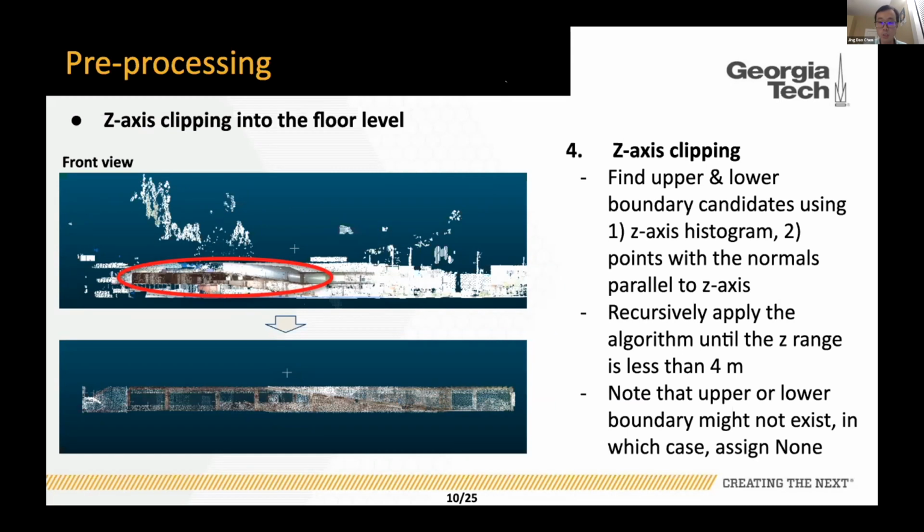And we'll recursively apply this algorithm until the range of z values is less than 4 meters. In some cases, the upper or lower boundary might not exist. In that case, we'll just skip this step.